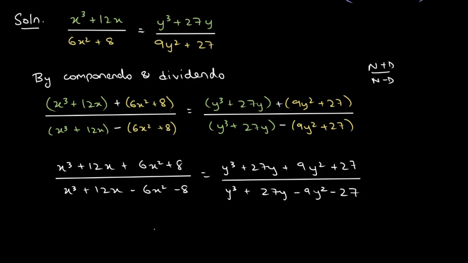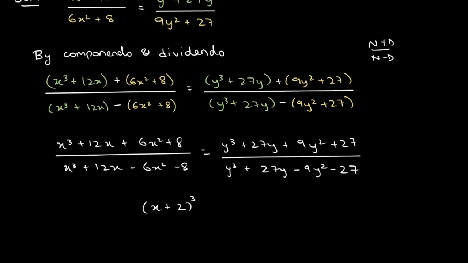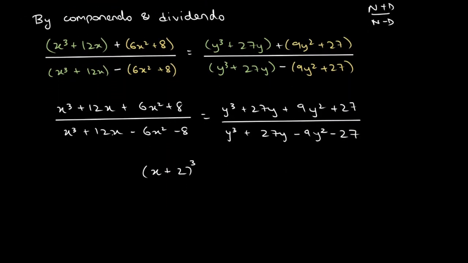However, if you notice one thing here, x cubed plus 12x plus 6x squared plus 8 is actually the expansion for x plus 2 the whole cube, right? And the denominator term, x cubed plus 12x minus 6x squared minus 8, is the expansion of x minus 2 the whole cube. Those are the formulas for a plus b the whole cube and a minus b the whole cube that we have to recognize here. Similarly, on the right hand side, the numerator is the expansion for y plus 3 the whole cube, and the denominator is the expansion for y minus 3 the whole cube. So make sure you know these formulas.